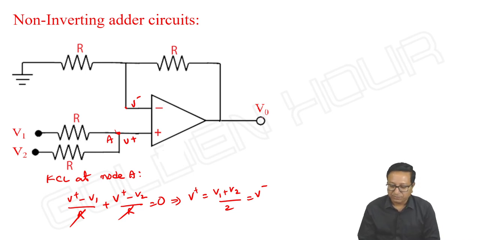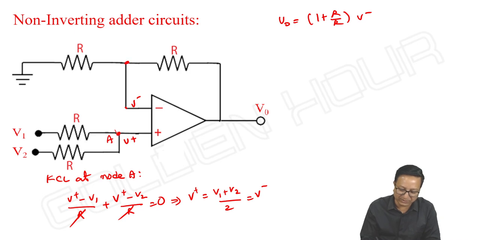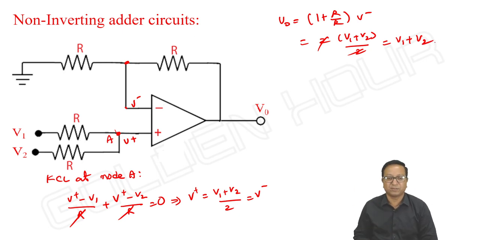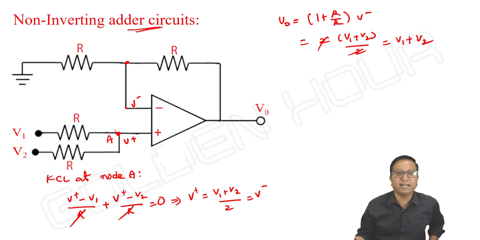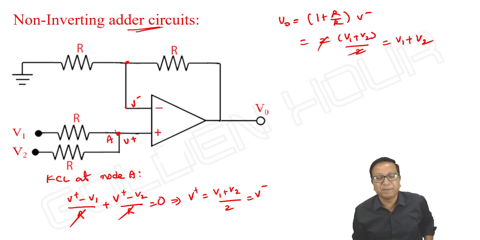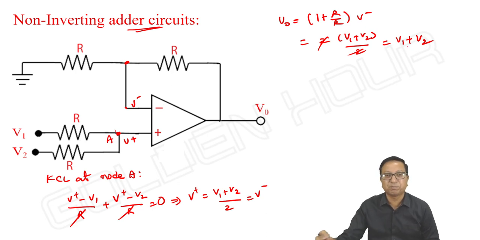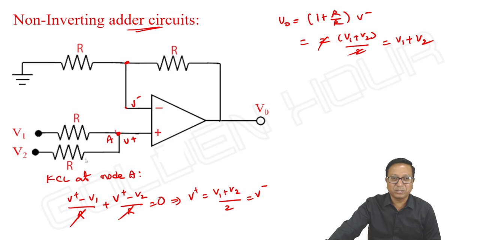V output = (1 + R/R) × V−, or V+. The basic non-inverting amplifier output we know. So it is 2 × (V1 + V2)/2, the 2s cancel, and it is V1 + V2. A simple adder circuit. If the resistors are not equal, I can say a summing amplifier. As the resistors are equal, I am getting V output = V1 + V2, which is known as a simple adder circuit. For 2 inputs I can write like this.